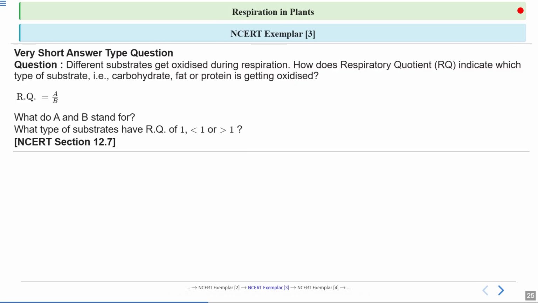Now let us look at the next question. Different substrates get oxidized during respiration. So how does respiratory quotient or RQ indicate which type of substrate, that is carbohydrate, fat or protein, is getting oxidized? RQ is equal to A by B, which is given. We have to tell what A and B stand for, and what type of substrates have an RQ of 1, less than 1 or more than 1. So let us look at the solution.